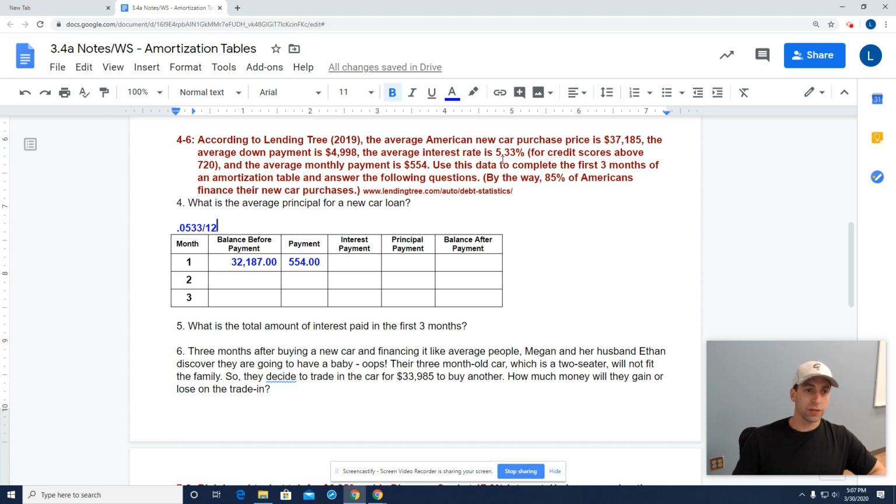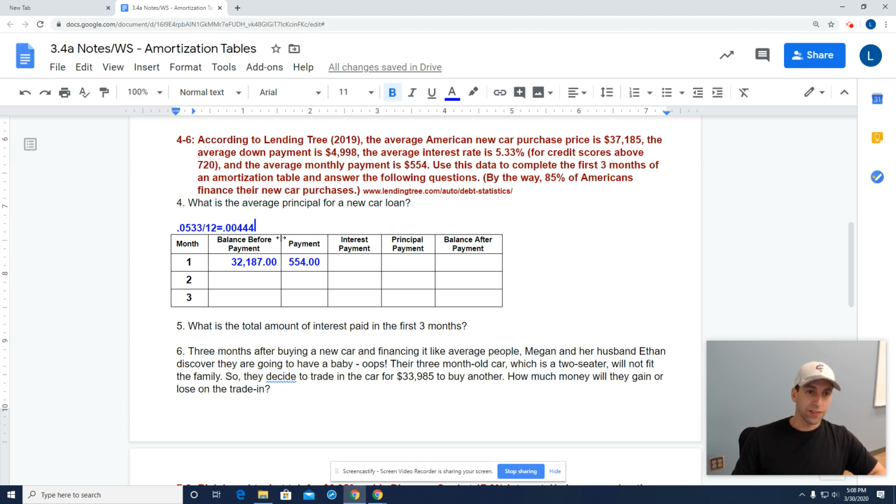So I'm taking my 0.0533, dividing by 12, and I get a monthly interest rate. Ooh, this is an ugly number, but I get 0.00444167. I'm just going to stop right there and round it to 0.00444. Okay, so there's my monthly interest rate.